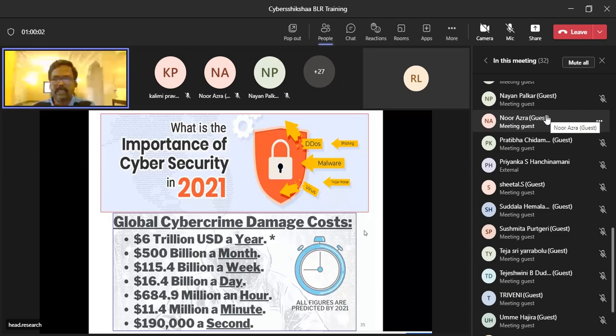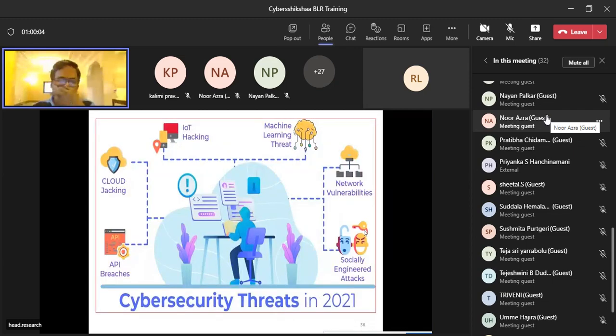So then, cyber security threats in the year 2021. API breaches, which is nothing but application programming interface breaches, cloud jacking, Internet of Things hacking, machine learning threats, network vulnerabilities, socially engineered attacks. These are the cyber security threats.